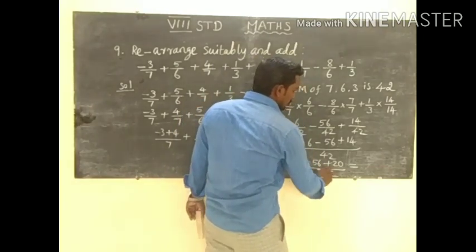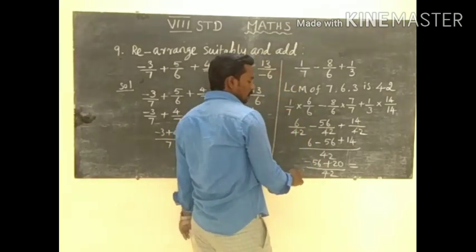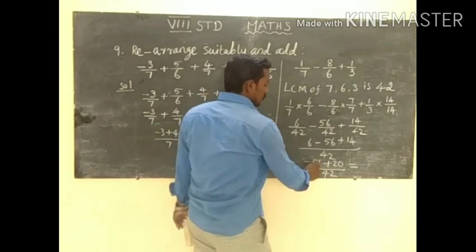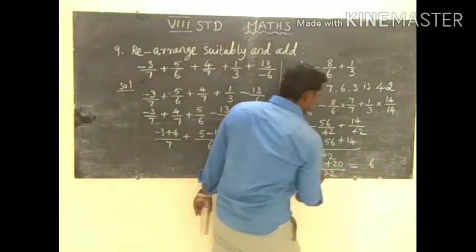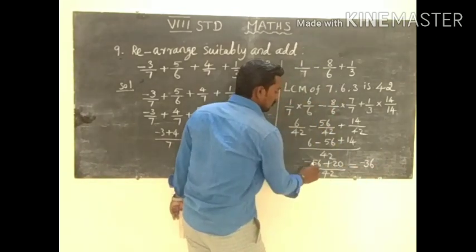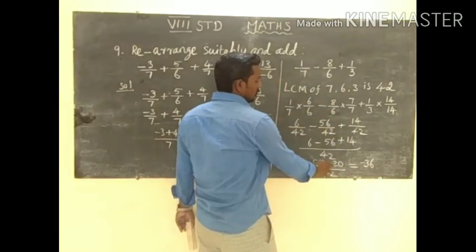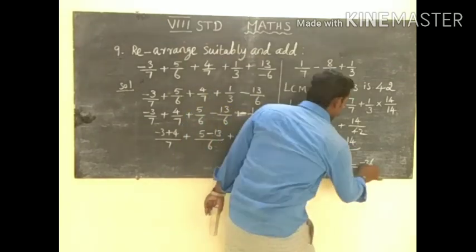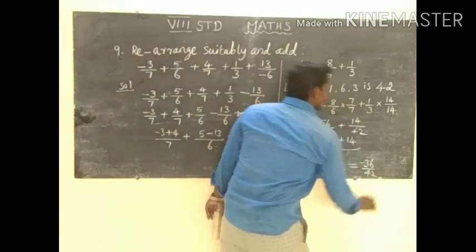Now we get different signs. So operating in the same manner, subtracting the smaller number from the greater number: 6 minus 0 is 6, 5 minus 2 is 3, and we take the greater value's sign, minus, because 56 is greater than 20. So minus 36 divided by 42.